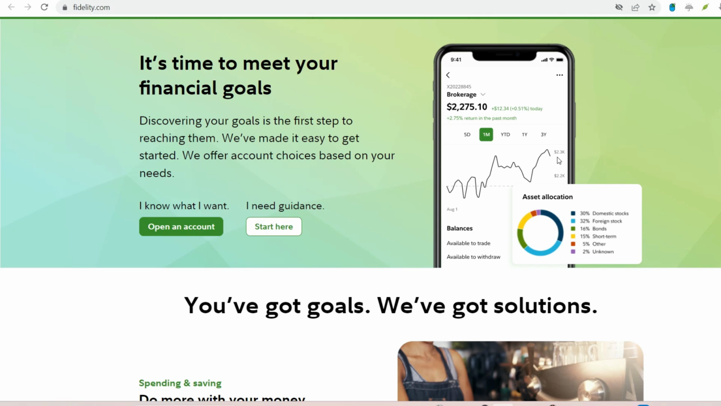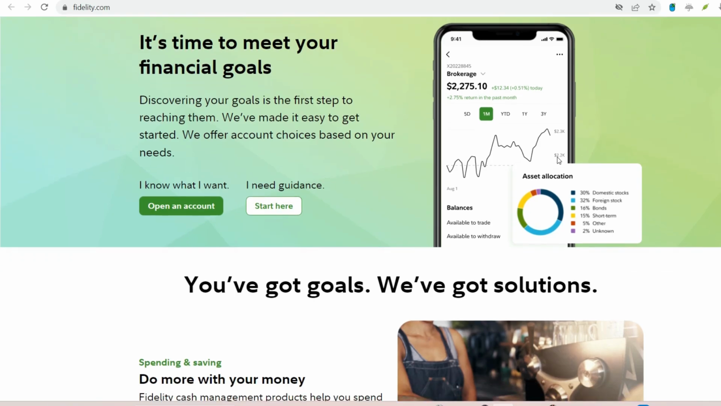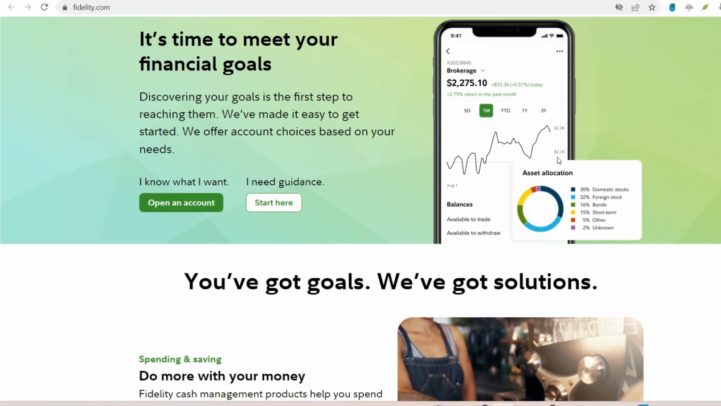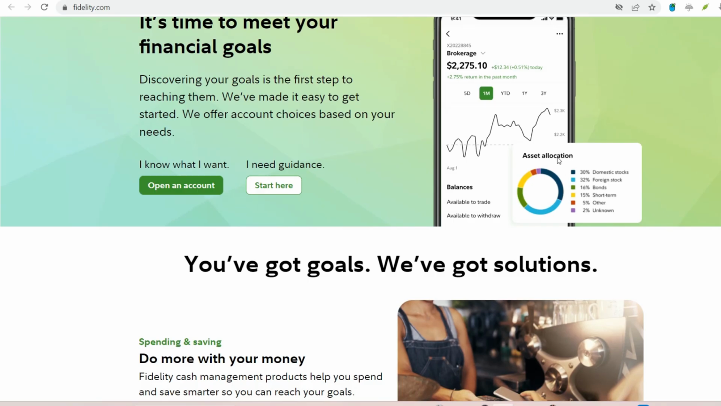Step number two, crypto time. Now, the fun part. You need to open a Fidelity crypto account. This is where the magic happens. It's separate from your regular Fidelity account. Think of it like a crypto wallet.